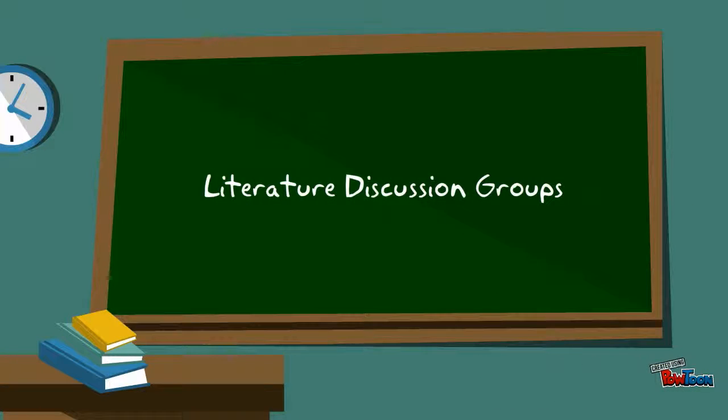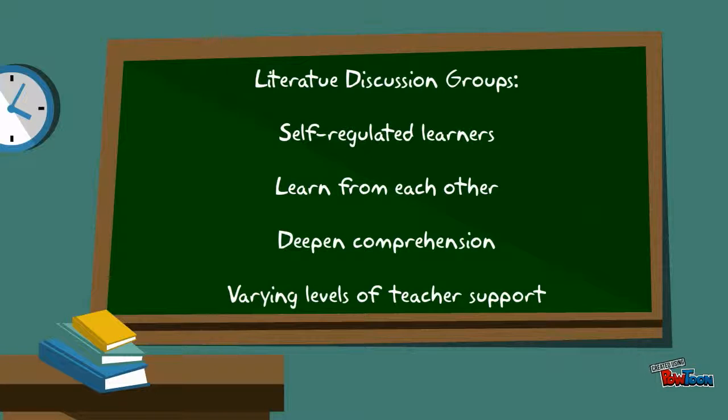Literature discussion groups is the third structure. Literature discussion groups enable students to help one another learn. We want individual students to take responsibility, manage themselves as learners, complete tasks, and discover how to learn on their own. The goal is active participation that results in increased comprehension.